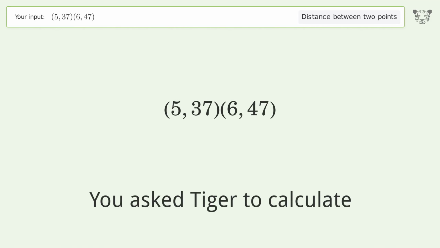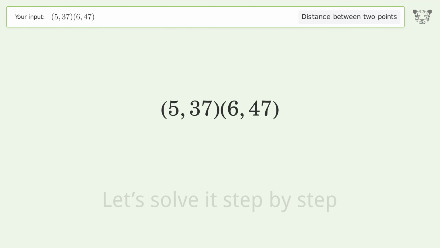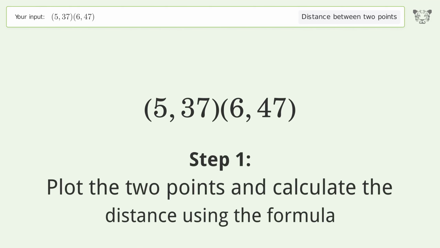You ask Tiger to calculate. This deals with the distance between 2 points. The distance between the 2 points is the square root of 101, or 10.05. Let's solve it step by step. Plot the 2 points and calculate the distance using the formula.